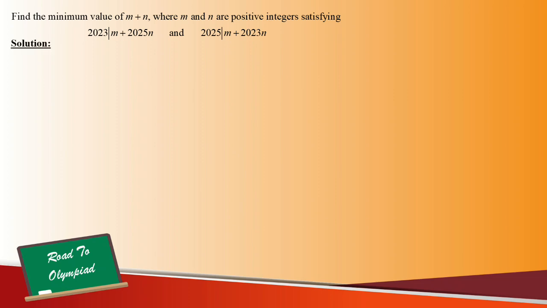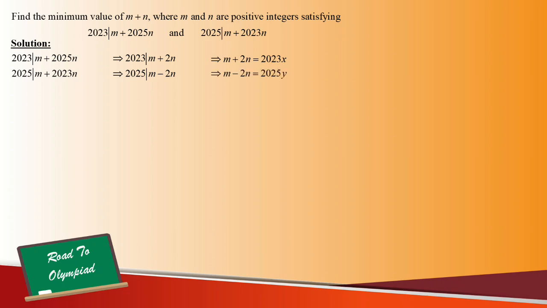To solve this problem, we start by noticing that given the fact 2023 divides m plus 2025n, it is equivalent to say that 2023 divides m plus 2n, which gives us m plus 2n is equal to 2023x for some positive integer x. Similarly, 2025 divides m plus 2023n is equivalent to 2025 divides m minus 2n, which gives us m minus 2n is equal to 2025y for some positive integer y.